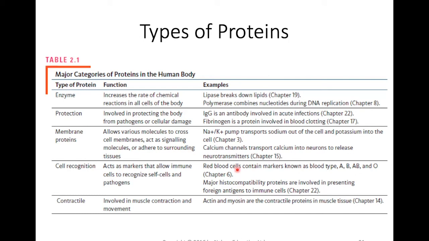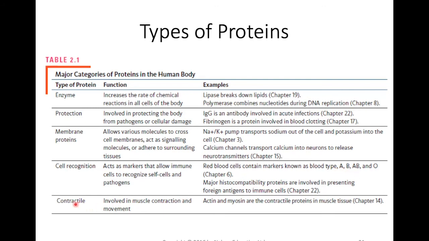Also, antigens on the surfaces of our red blood cells identify what blood type we are. We have two different types of antigens. You have your ABO type of antigen, and then also the rhesus factor, which identifies whether you're positive or negative.